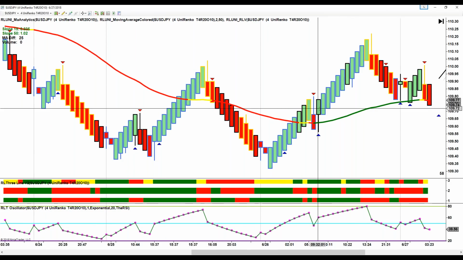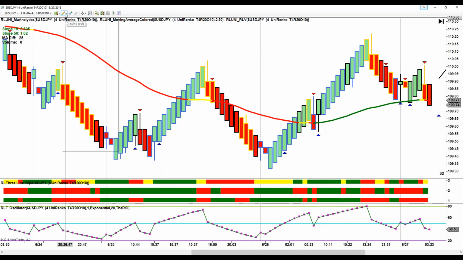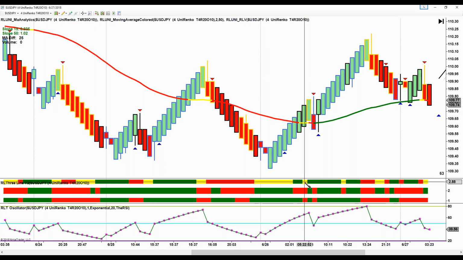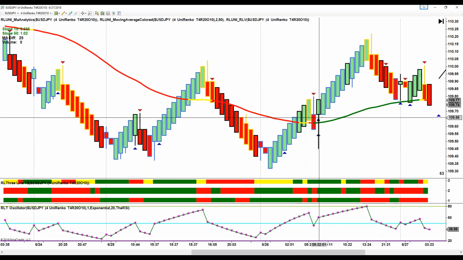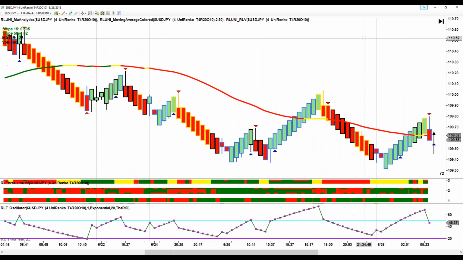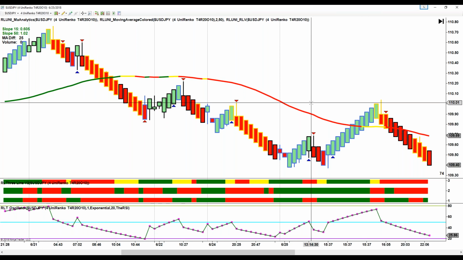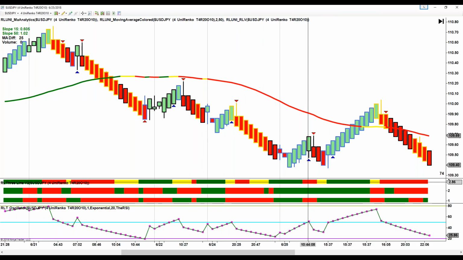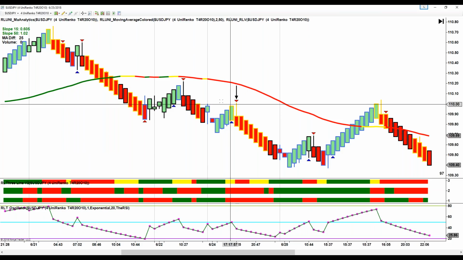Now, this, I believe, would have been a long trade because everything is pushed to the right. And this would have been another 40+ pip trade. Now, this is not a short trade because that middle line is solid green. Here's your short trade right here. And it's another winner.